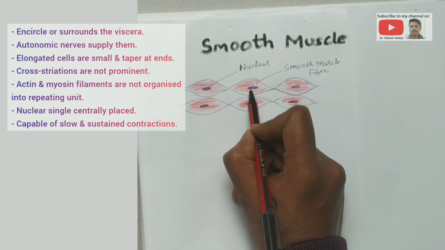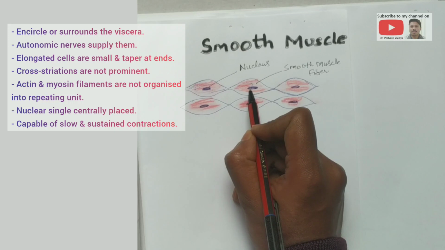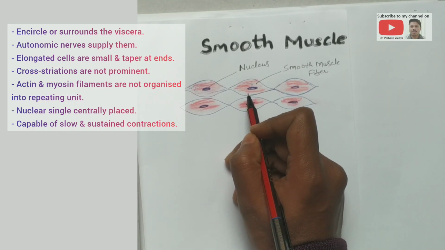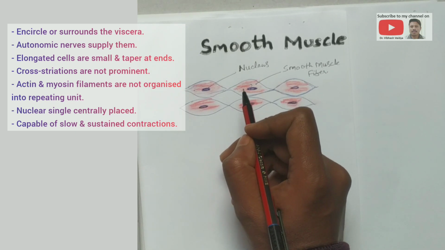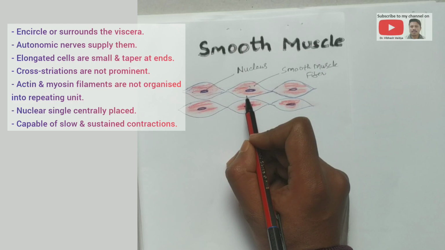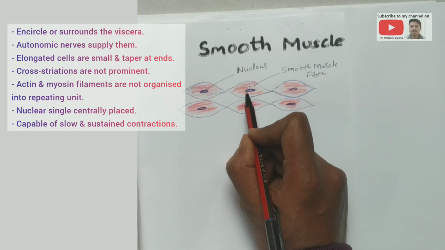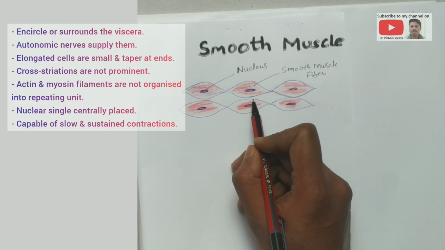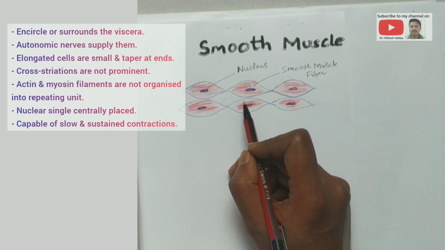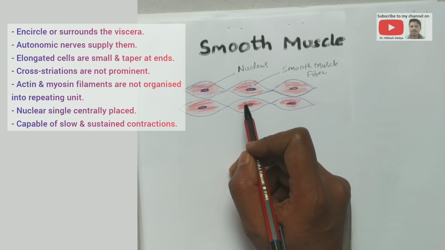at the center. The cross striations are not prominent because the actin and myosin filaments are not organized into repeating units. Thus, it appears non-striated or smooth. You can also appreciate the nucleus, which is single and placed centrally. The smooth muscle is capable of slow and sustained contraction. The smooth muscle is also called involuntary muscle.